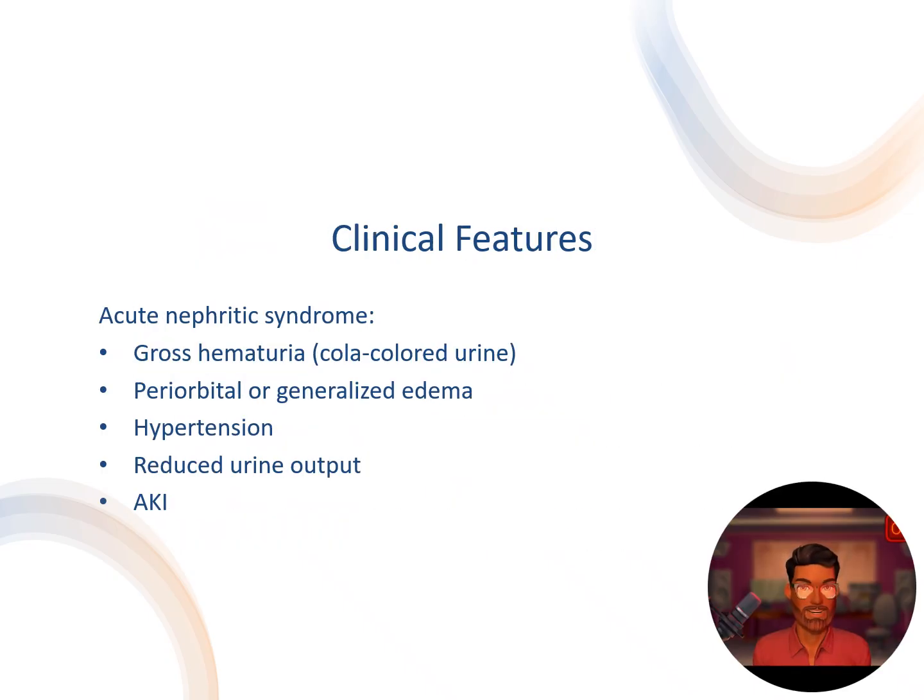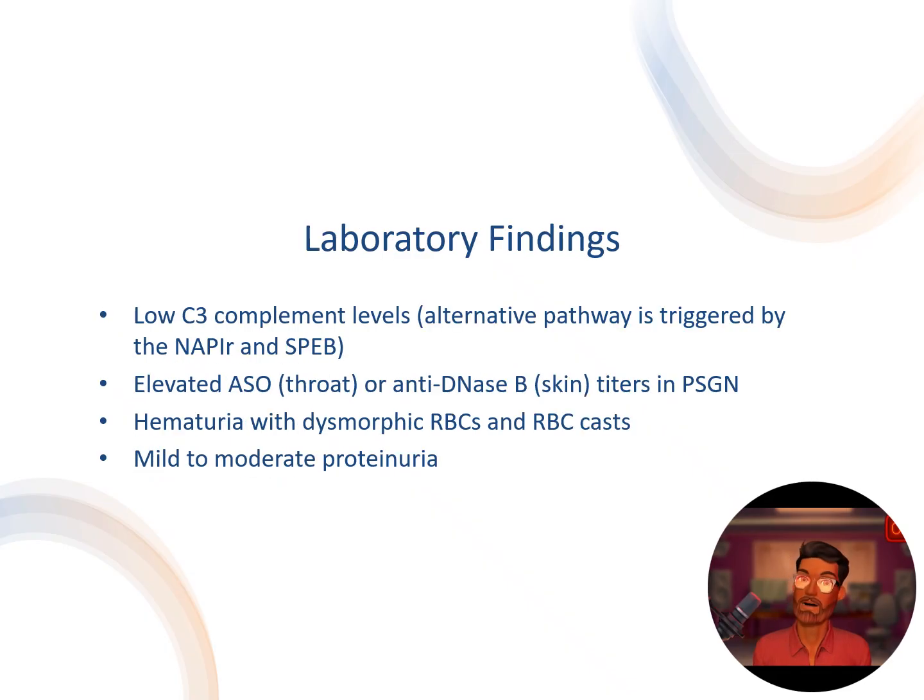Clinical features are acute nephritis with gross hematuria, typically cola-colored urine, periorbital or generalized edema, hypertension, reduced urine output, along with AKI. What are the lab findings? Low complement levels, specifically C3 like we discussed earlier, elevated ASO or anti-DNase B if it is a post-strep glomerulonephritis, with dysmorphic RBCs and RBC casts, meaning that it's coming from the glomerulus and not the lower urinary tract, and mild to moderate proteinuria are typical.